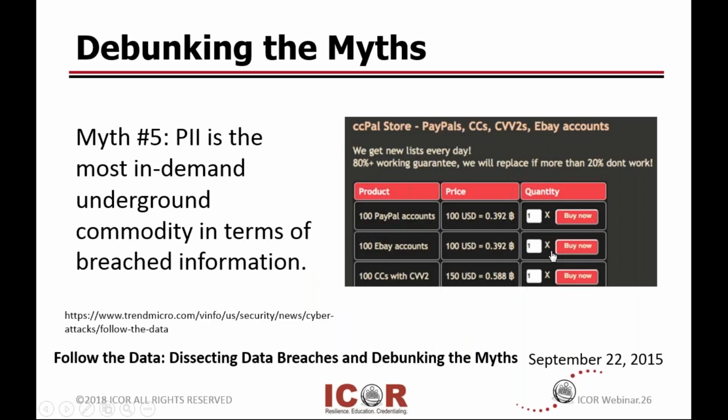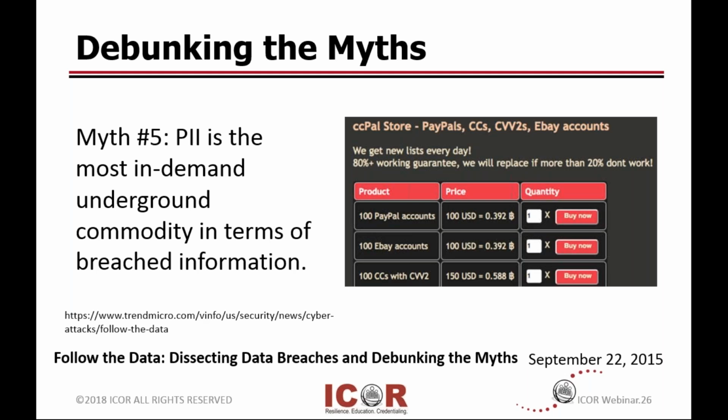And then the last myth is that PII is the most in-demand underground commodity in terms of breached information. What was really interesting, if you go to their study, is they have 20 different pages of different types of data showing what the data is going for. I just showed this one because it had to do with PayPal, your eBay accounts, and then credit cards with the CV numbers. And this is what it's selling for.